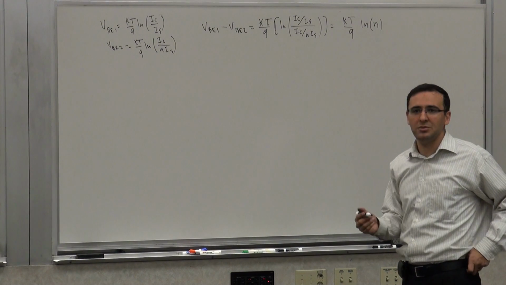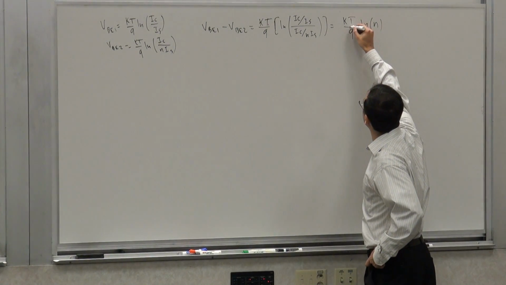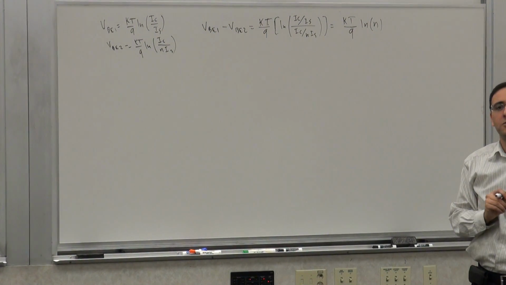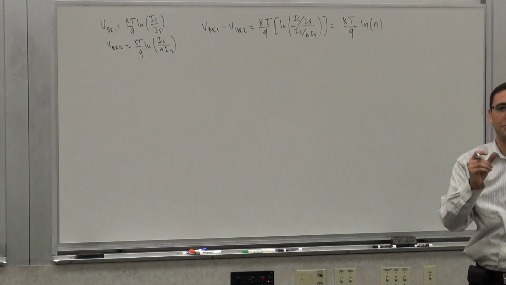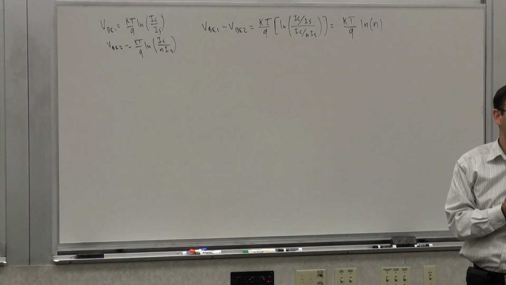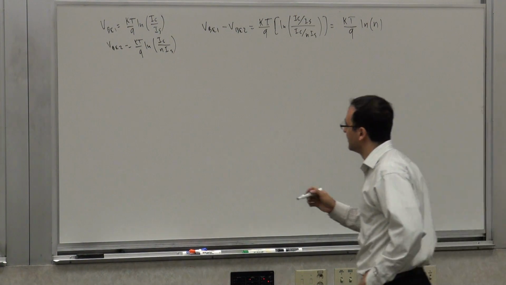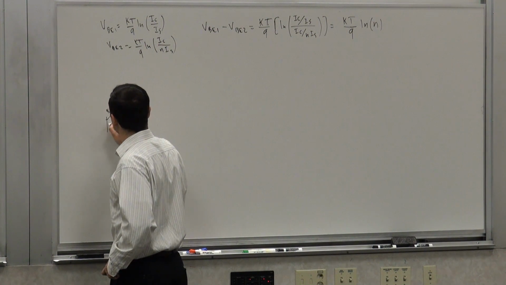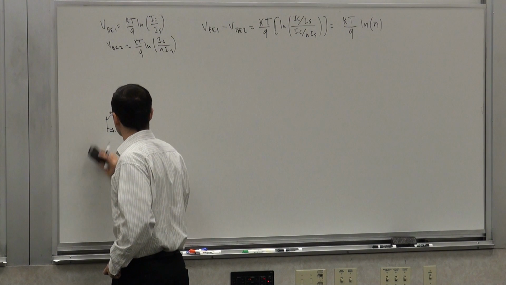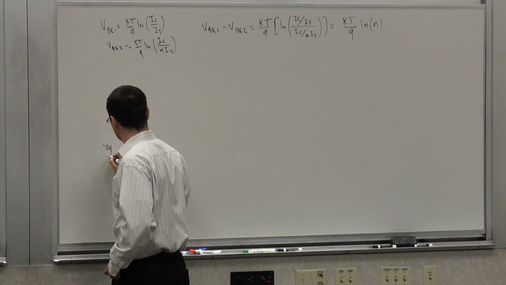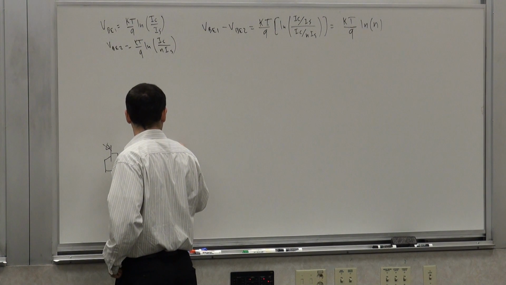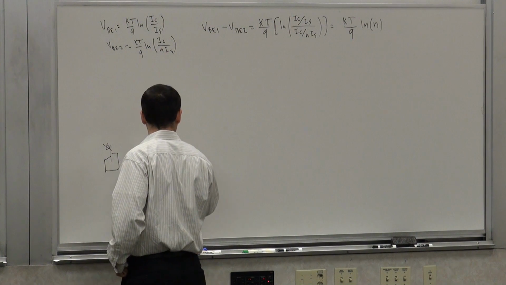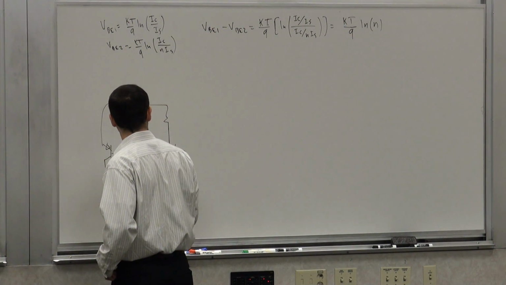So I need to subtract 2 VBE. And then if I can subtract 2 VBE, then I'm good, right? Because I've eliminated the IS. How do I subtract 2 VBEs and make a current that depends on their difference? Would this work? Let me just try something. So this is one VBE. This is the other VBE. This is the resistor. Would this work?